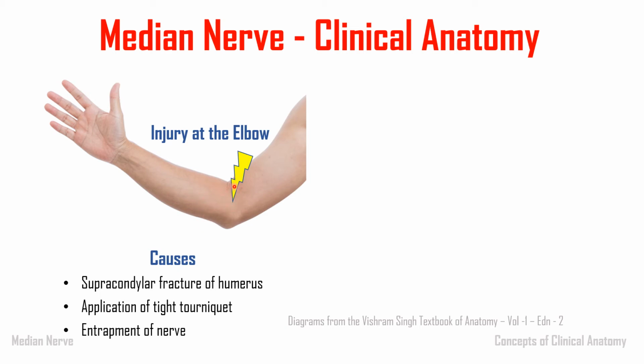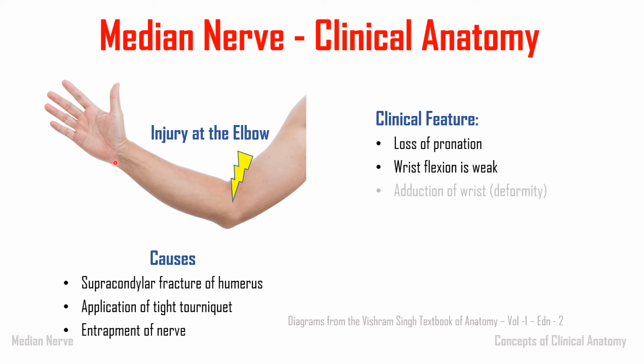In these locations, nerve entrapment is common. In this case, patients will usually present with loss of pronation, because the nerve supply to the pronator teres and pronator quadratus is lost. Then there will be weakness in flexion at the level of the wrist. There is no complete paralysis because the flexor carpi ulnaris and the medial part of flexor digitorum profundus are preserved, as they are supplied by the ulnar nerve. So due to paralysis of the other muscles supplied by the median nerve, there will be weakness in flexion of the wrist.